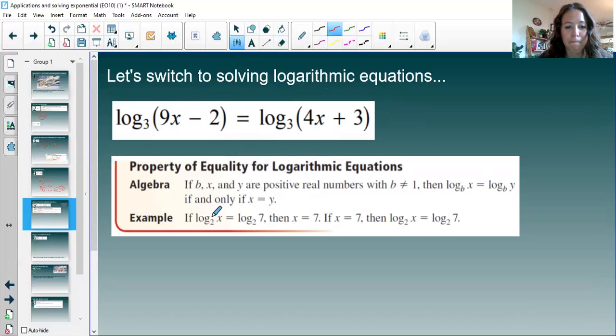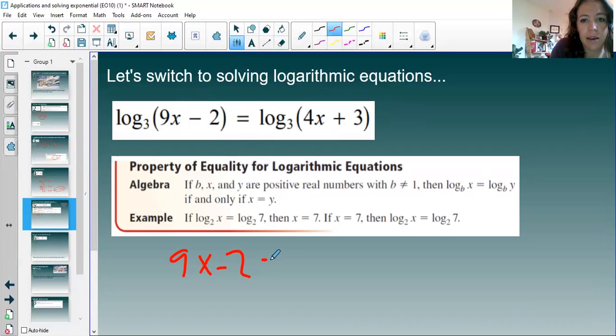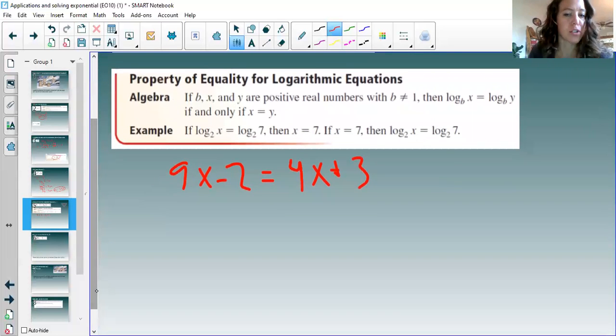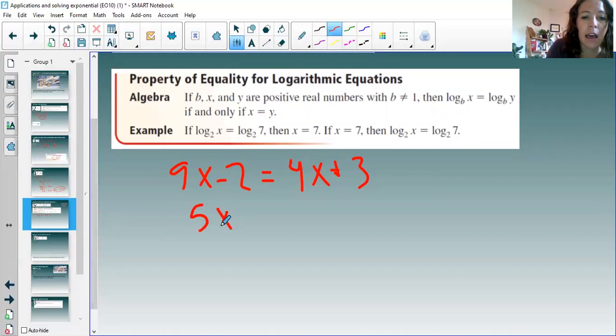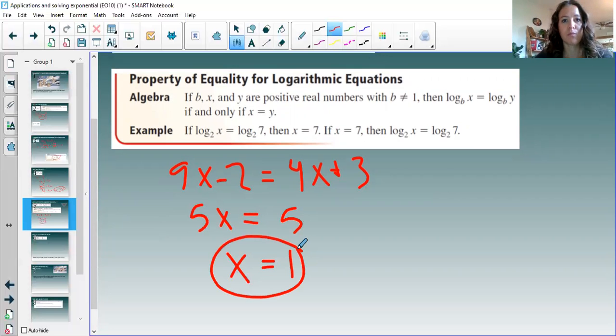Take a look down here. Log base 2 of x is equal to log base 2 of 7. Well, x must equal 7. So all I have to do is set these equal to each other since the bases are the same and solve for x. Now this is algebra that you all should know how to do. We'll subtract 4x from each side, add 2, divide by 5, and we get our x value. Sweet, you're solving logarithmic equations. Look at you.